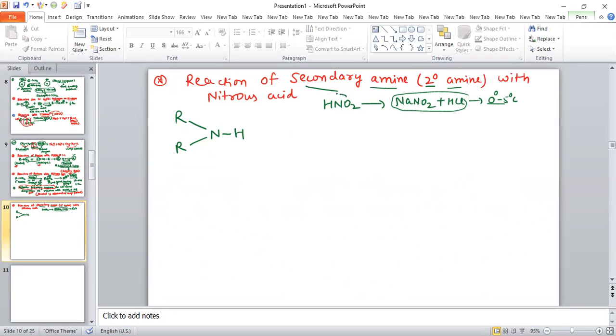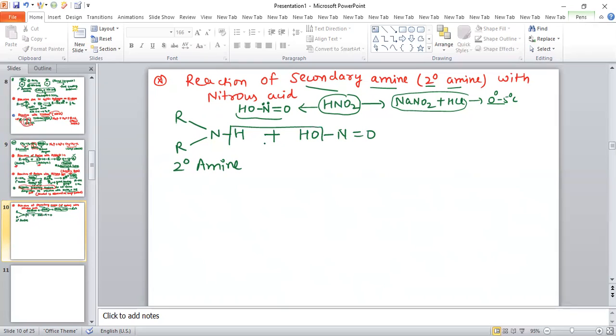You can also write this HNO2 in this form, OH, and nitrogen along with double bonded oxygen. So you can write this nitrous acid in this form also, and there is a lone pair of electrons on nitrogen. Now see what happens when there is a reaction of this 2 degree amine with nitrous acid. Nitrous acid has a structure like HO and double bond O. So there is elimination of water.